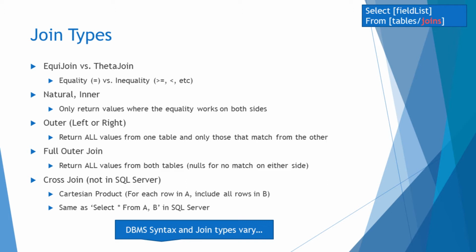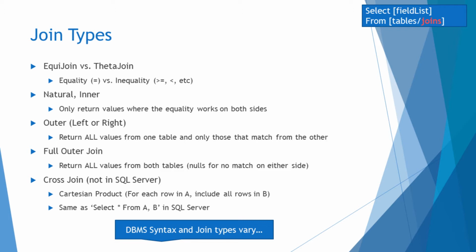If we needed to use a greater than or less than, greater than or equal to, those are allowed as well. We're just not going to be doing them that often in this course. So those are called theta joins or inequality joins, ones that deal with inequalities rather than equalities.